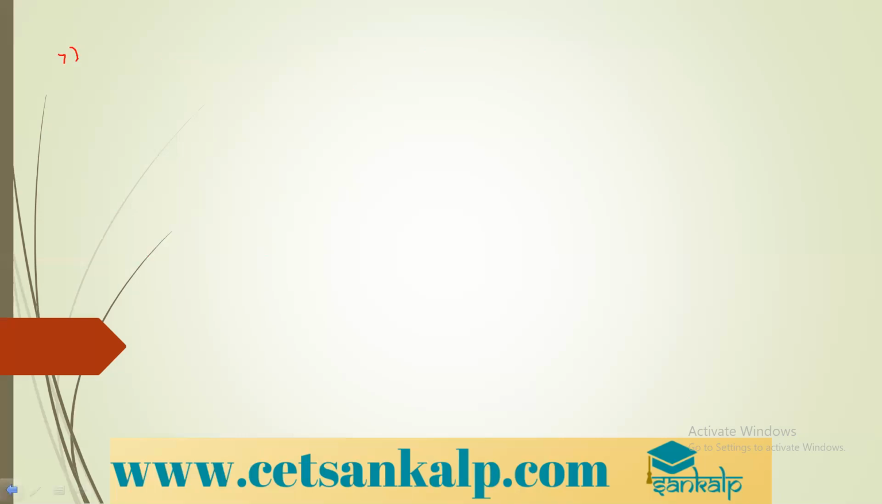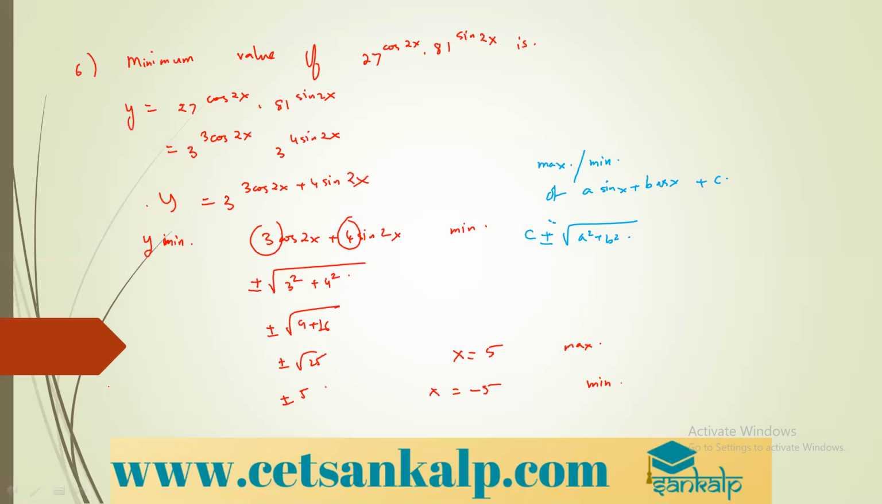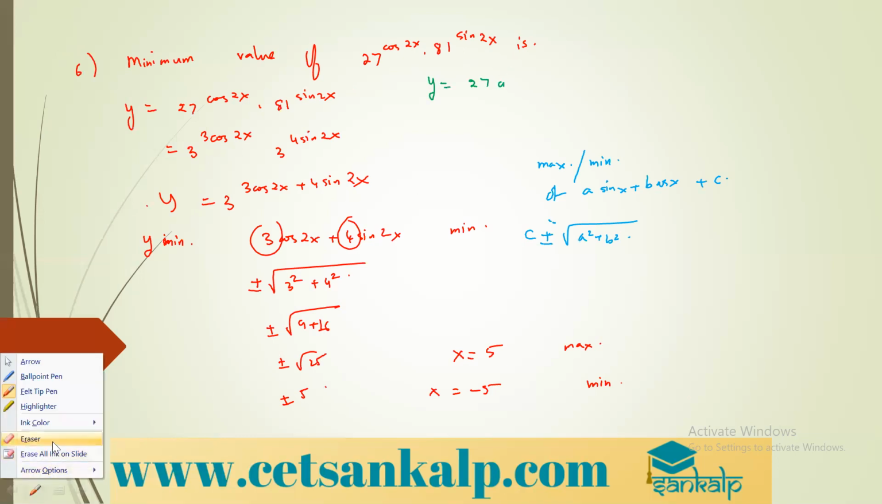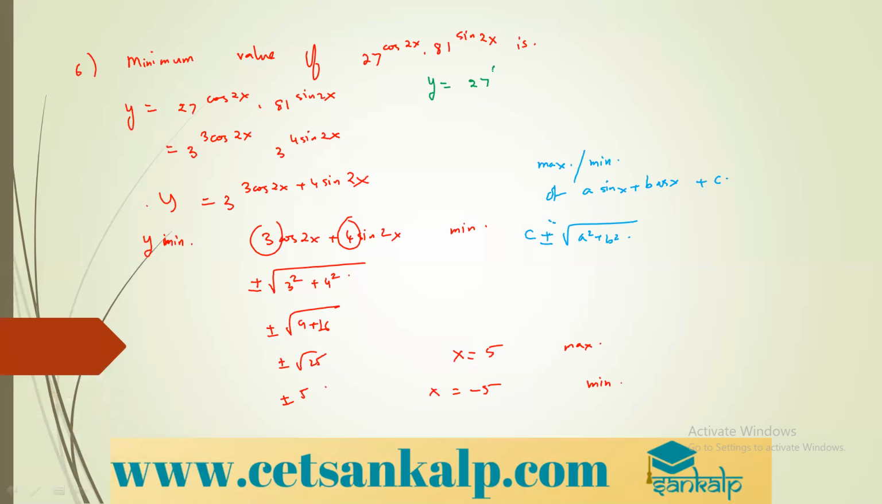One thing I forgot, they are asking you the value. So you have to put the value. You have to put x equal to minus 5. That I did not tell you. Value means y. So 27, I'm putting x as minus 5. 27 power cos of minus 10. 81 power sine of minus 10.